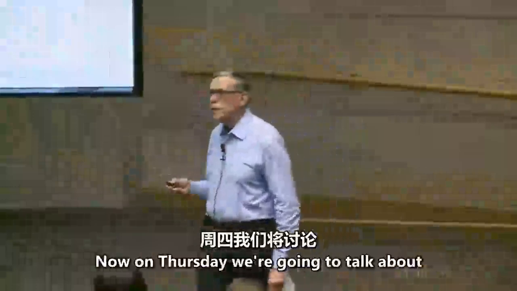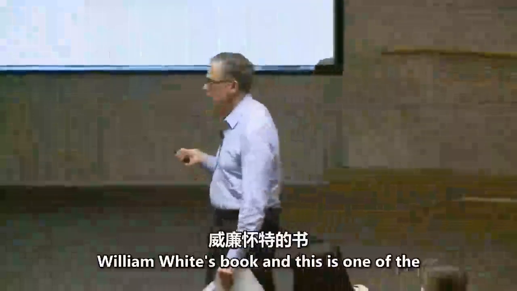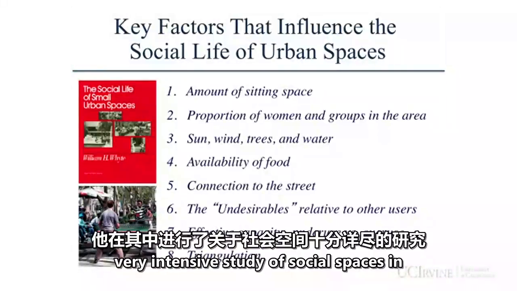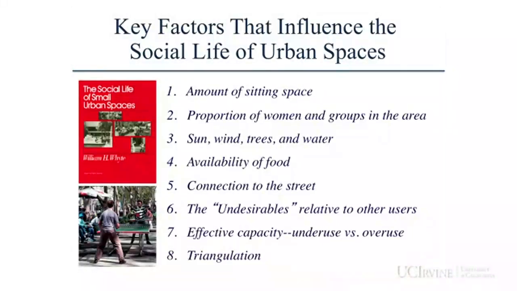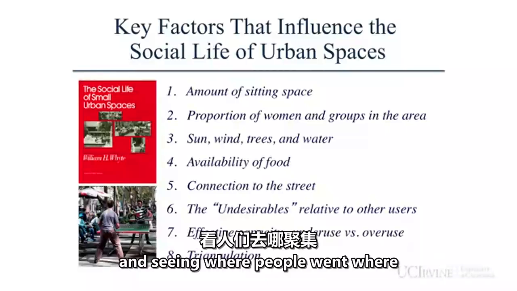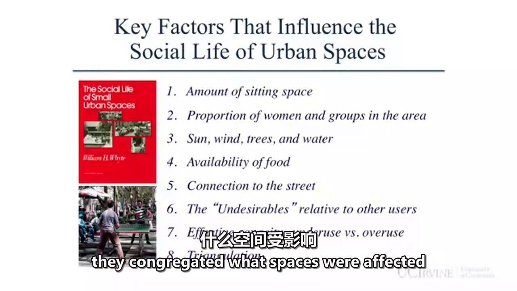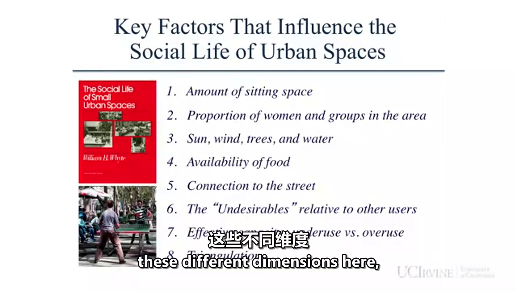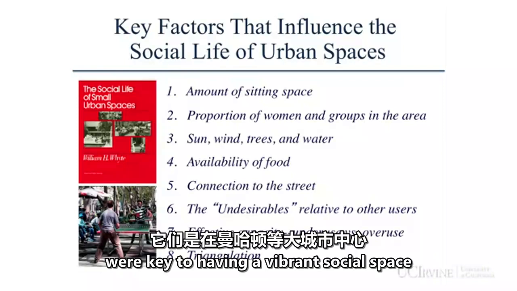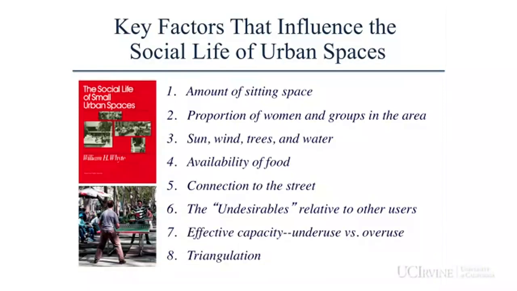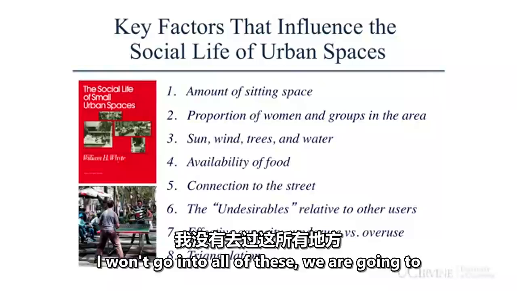Now on Thursday, we're going to talk about William White's book, and this is one of the paperback texts for this book, where he did a very intensive study of social spaces in New York City by doing time-lapse photography and seeing where people went, where they congregated, what spaces were effective, which ones weren't. And he found that these different dimensions here were key to having a vibrant social space in a large urban center like Manhattan. And I won't go into all of these.